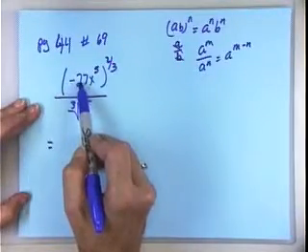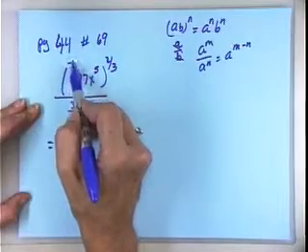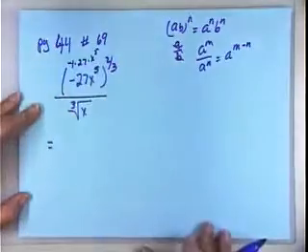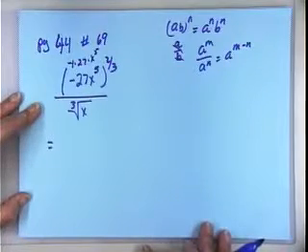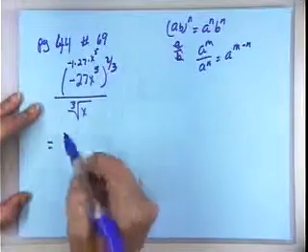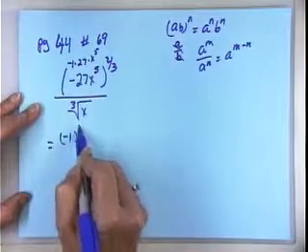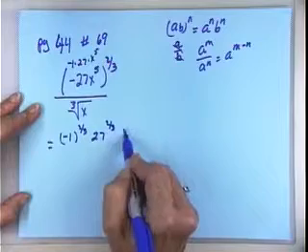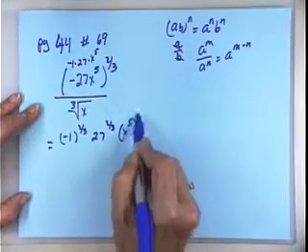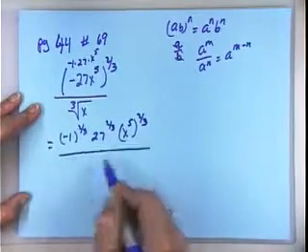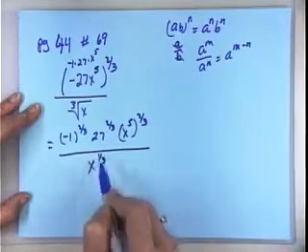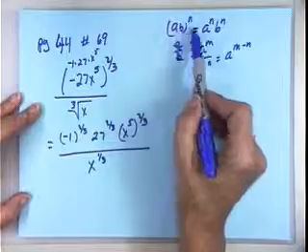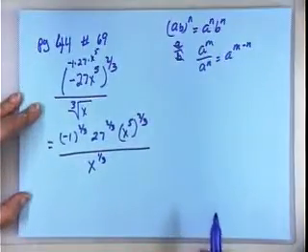Remember this negative in front of the 27, you could think of that as negative 1 times 27 times x to the 5th. You might prefer to think that. It's up to you. So we'll have negative 1 to the 2/3, 27 to the 2/3, x to the 5th to the 2/3, all over x to the 1/3. I'm using power of a product in the numerator.